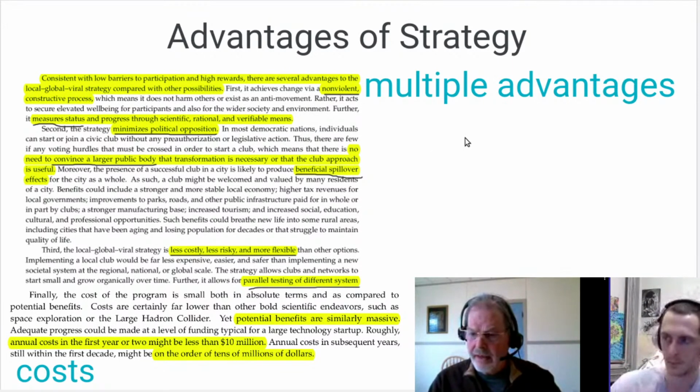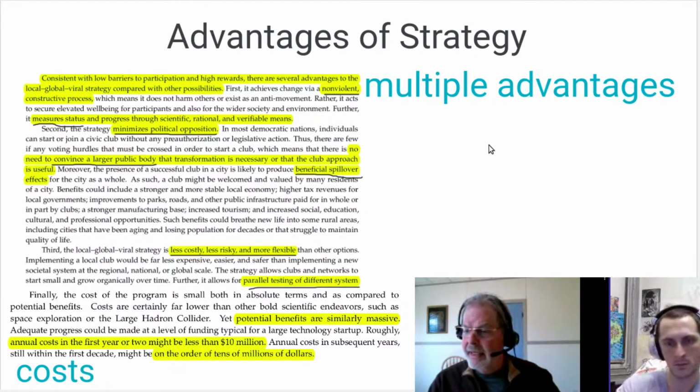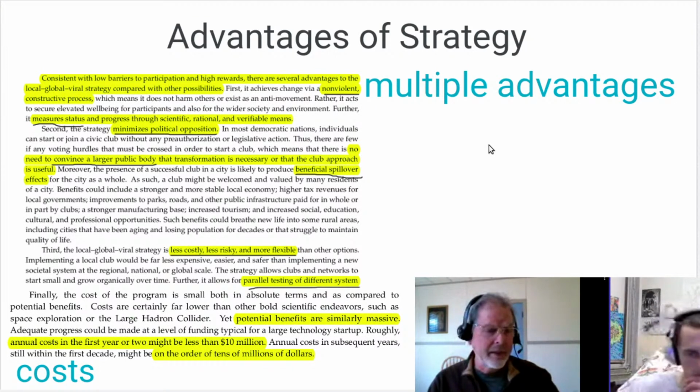And as far as cost goes, what would be the cost? Well, it's a little hard to say because the program isn't really developed yet. But this is just a kind of a guess on my part. I would think that in the first few years, the cost might be less than $10 million a year to get this started. And then in subsequent years, still in the first decade, the cost might be on the order of tens of millions of dollars.